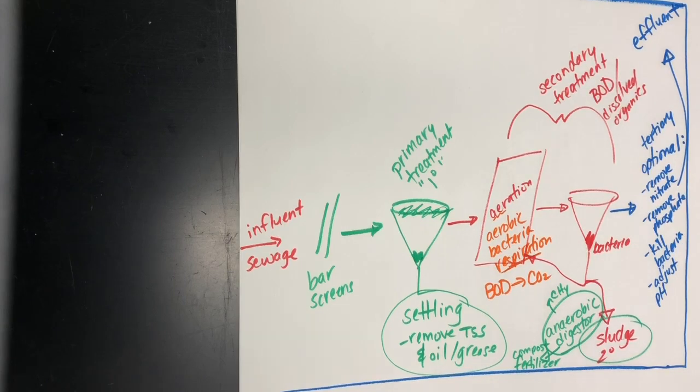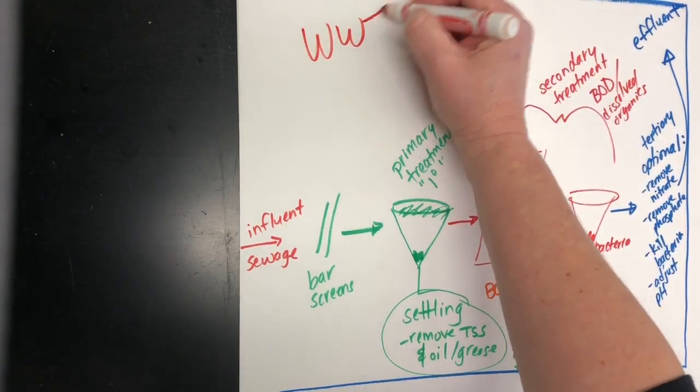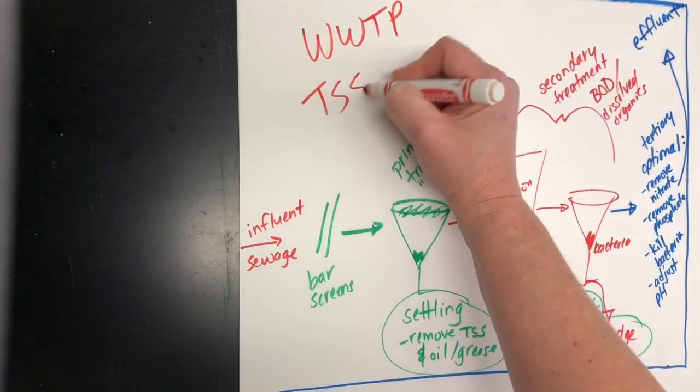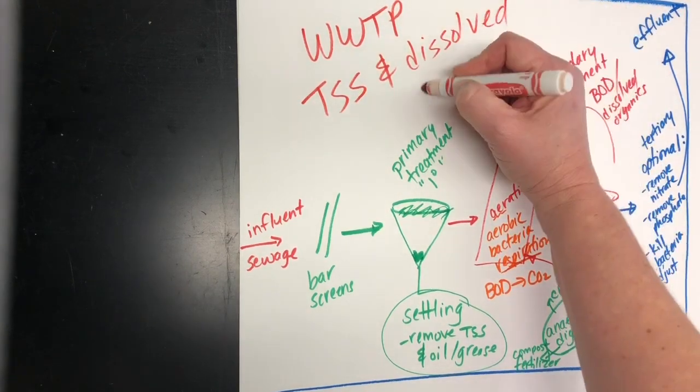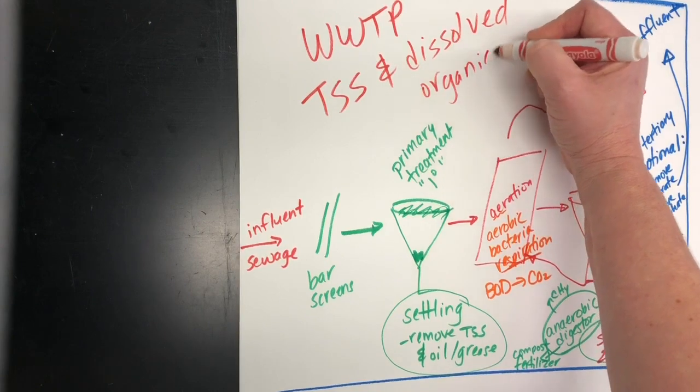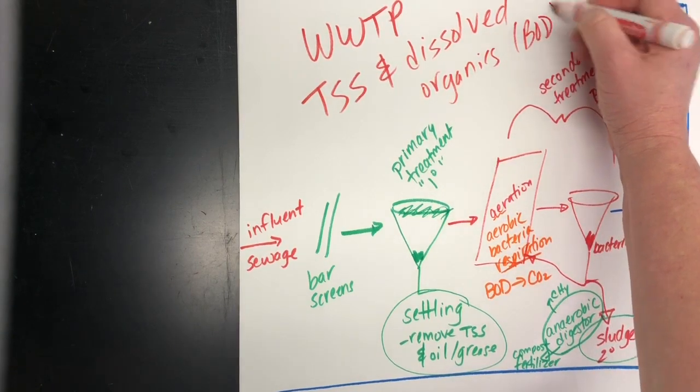So that's a quick review again of a wastewater treatment plant, WWTP. Big idea: you remove TSS and the dissolved organics, which we also refer to as the BOD.